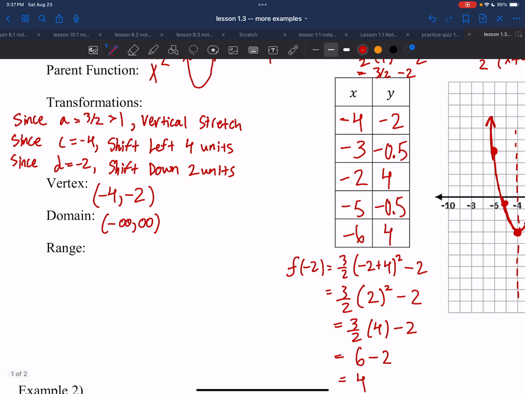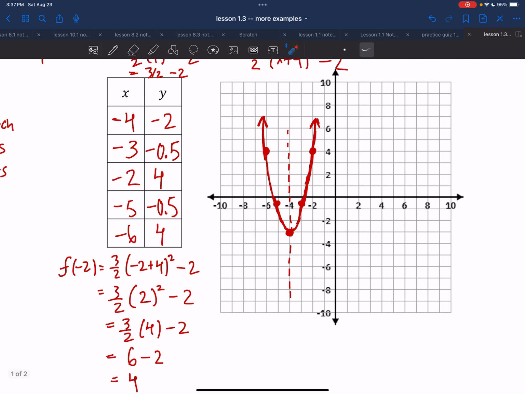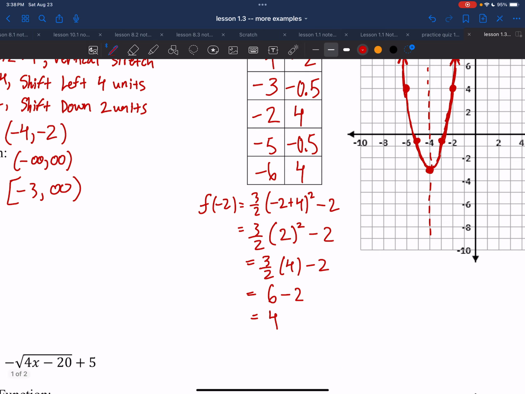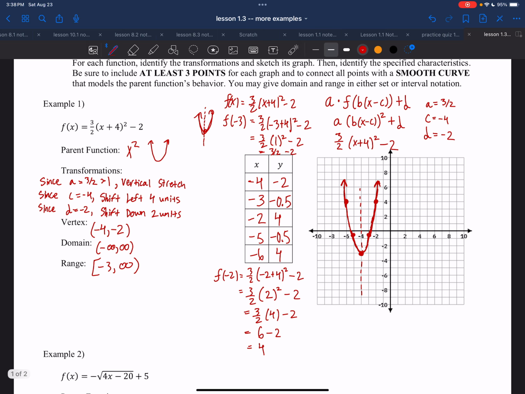And then the range, right? Range is least to greatest. So we read the y values from the bottom, and we go all the way up to the top. Well, the lowest point on this graph is right here, and that y value is -3. And the graph extends upwards forever, so it's going to be everything from -3 up to infinity. So I'm going to say bracket -3 to infinity. And that is example 1, my quadratic function. Okay, so that's that one.